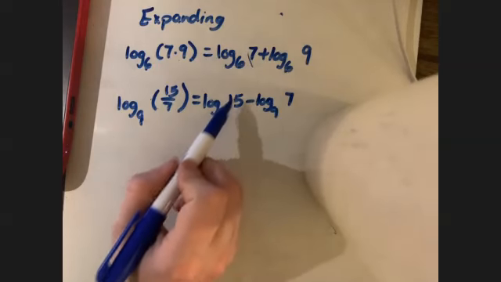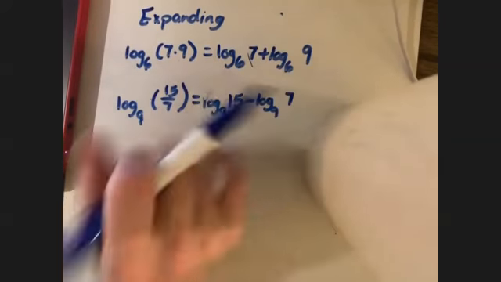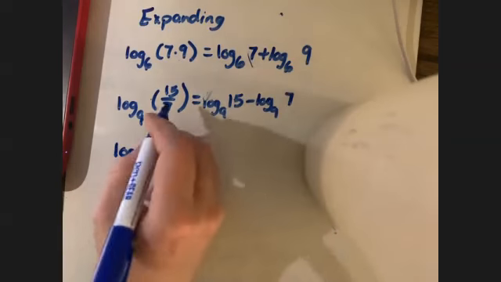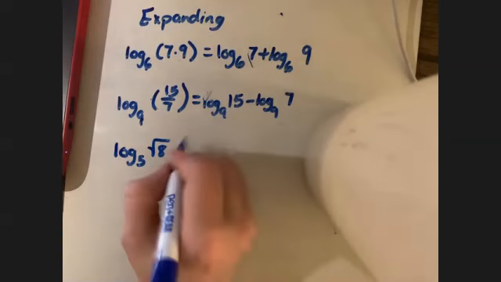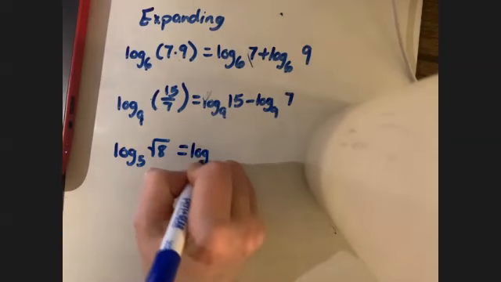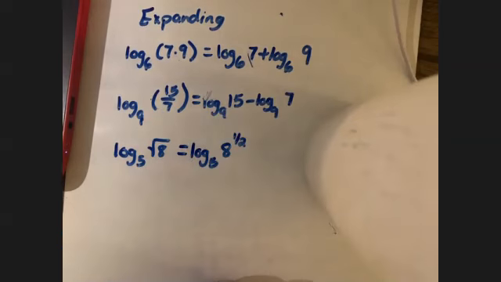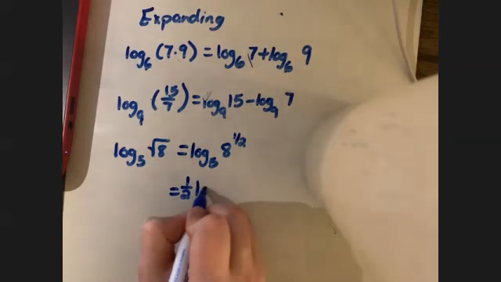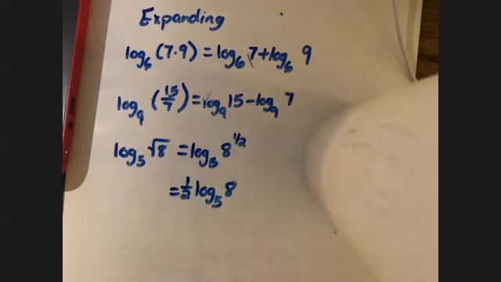And again, none of these 6s and 7s and 6s and 9s really read as power things that we would have seen before. So log base 5 of the square root of 8. Now, you may be looking at that going, I can't do anything with that. Remember, roots can be written as fraction powers. So now I can bring that 1/2 out in front, and I'll have 1/2 log base 5 of 8.